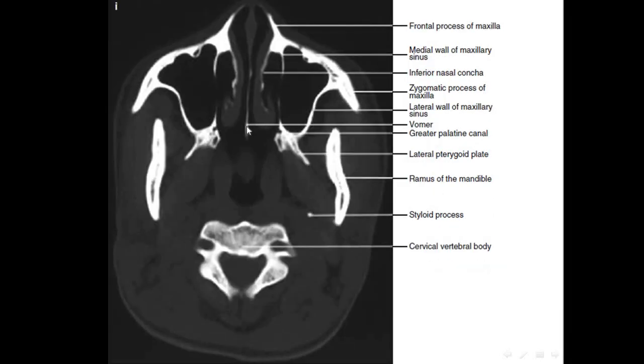Here we start to see the vomer, which is the inferior portion of the nasal septum. This is the inferior nasal concha, the frontal process of the maxilla, lateral wall of maxillary sinus. This is the maxillary sinus. This is the ramus of mandible. This is the styloid process, and this is the cervical vertebral body.